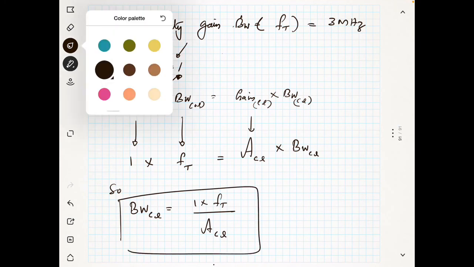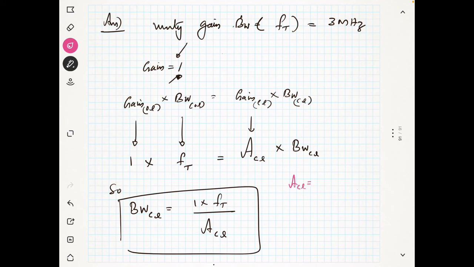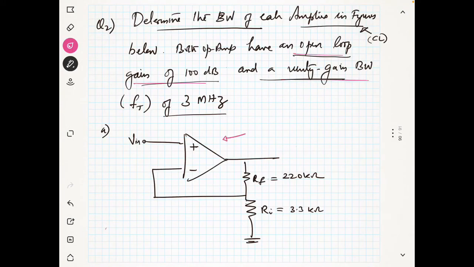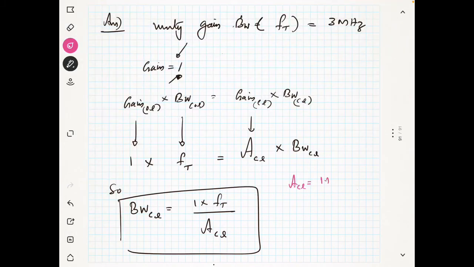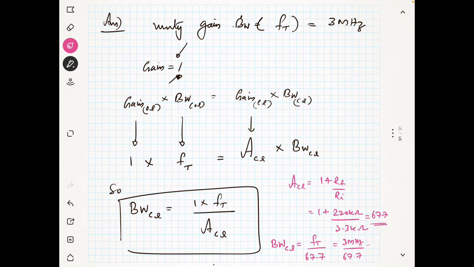What is the closed loop gain for this particular op amp? I told you this is a non-inverting amplifier. So the closed loop gain, you know, is 1 plus Rf by Ri. So this is equal to 1 plus 220 divided by 3.3 kilo ohm, which is equal to 67.7. We got it. Now bandwidth in closed loop is equal to FT divided by 67.7, which is 3 megahertz divided by 67.7, which is equal to 44.3 kilohertz.